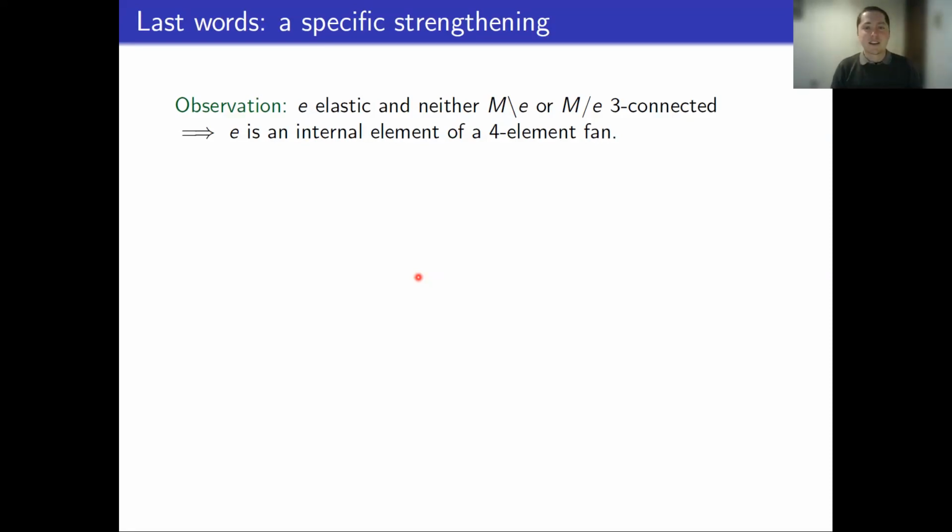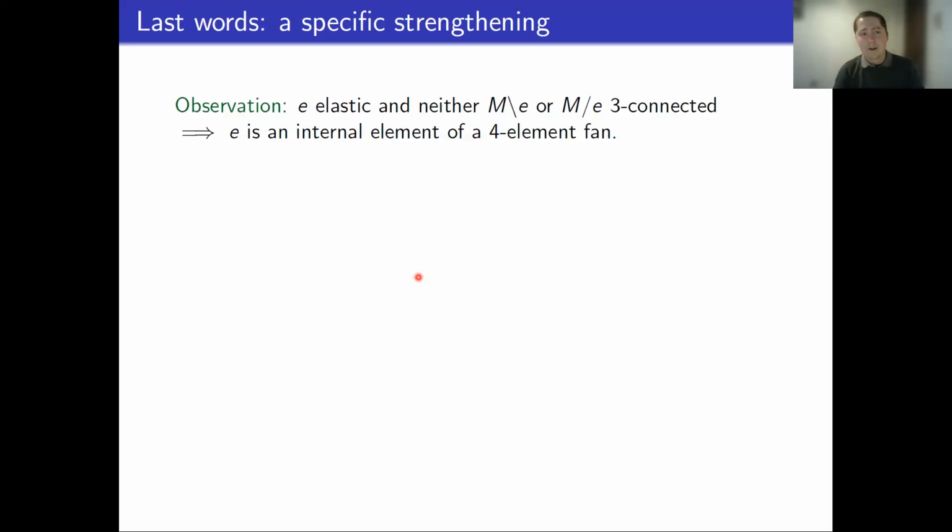So if E is an elastic element and neither M delete E nor M contract E is 3 connected, E must actually be an internal element of a 4-element fan. Think about that. If the simplification of your contraction is 3 connected, but just the contraction wasn't, E must have been in a segment. You might want to think about that, but it has to be in a segment. And the dual case for deletion, if you're in a segment and a co-segment, this ends up happening.